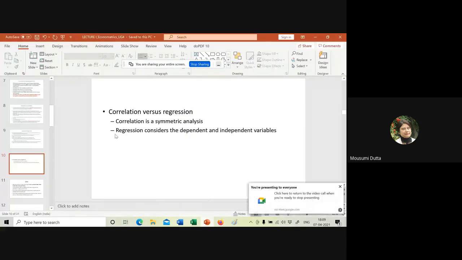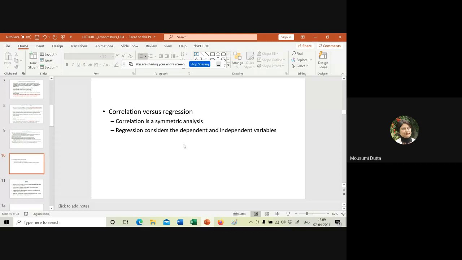There is another measure which we call the regression analysis. Regression analysis talks about the degree of association, or tries to establish the association, how the variables x and y are associated to each other. The specialty of regression analysis is here one variable will be considered as dependent variable, and there will be one or several variables which will be considered as the set of independent variables.